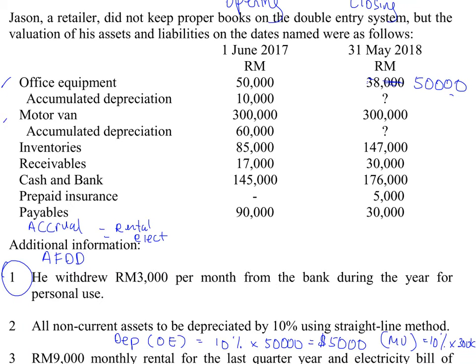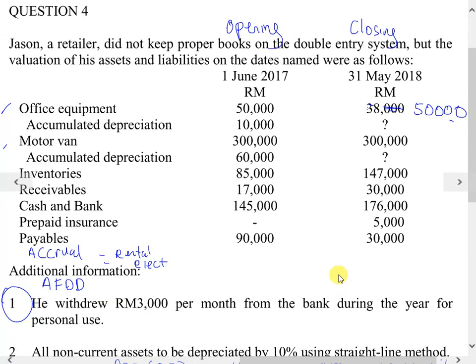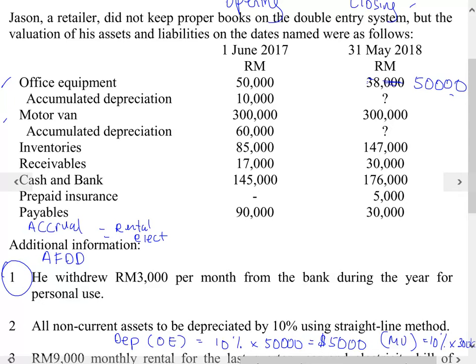Question 4. Jason, a retailer, did not keep proper books on double entry. That's why it is incomplete. But the valuation of the assets and liabilities is given here: 1st June 17 and 31st May 18. Therefore, this is opening and here this is closing. Okay. You have assets and liabilities here. Can you, in 50 seconds, find capital? Use calculator, 50 seconds.